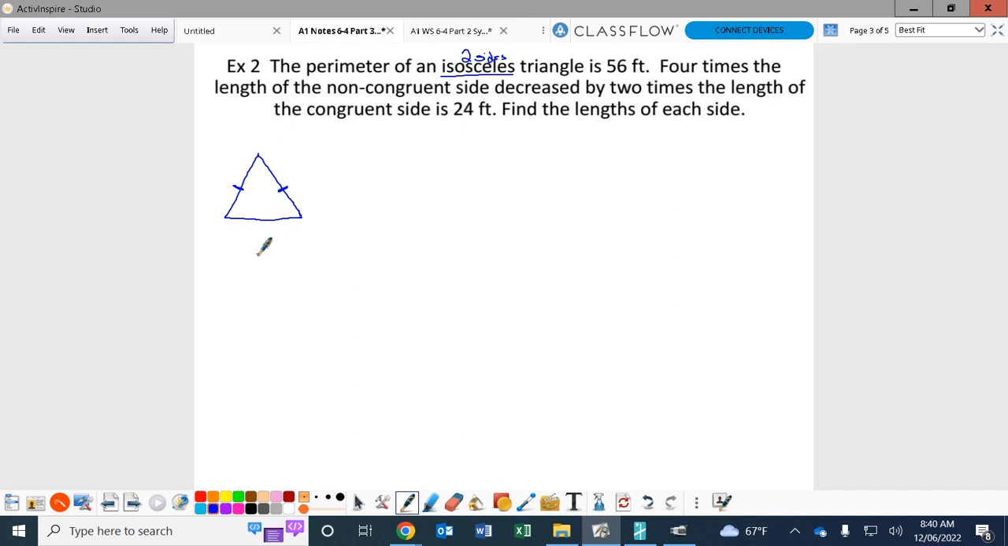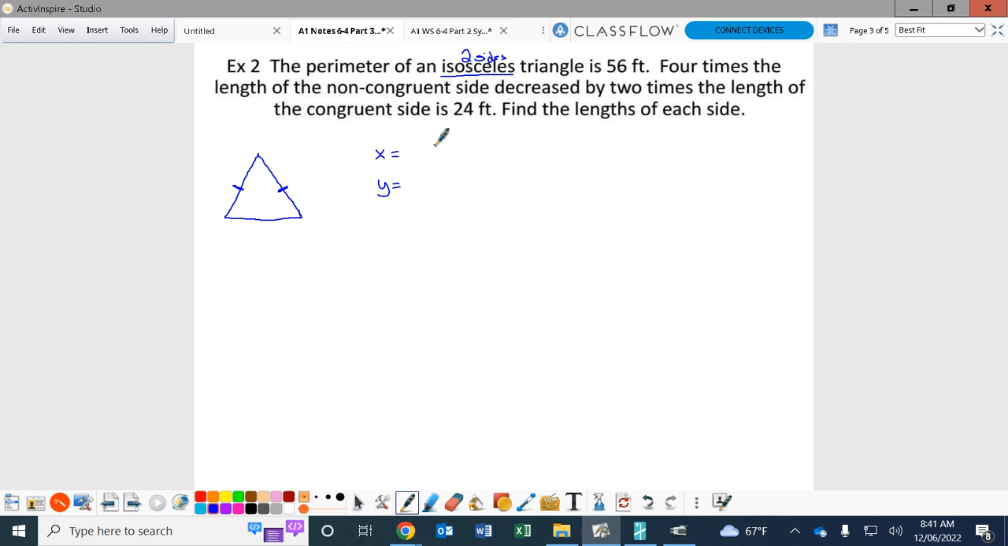Okay. It says 4 times the length of the non-congruent side decreased by 2 times the length of the congruent side is 24. Find the length of each side. Well, guys, they just defined your variables for you right there. We've got x equals and y equals. What are we talking about? The congruent sides and the non-congruent sides. Okay? So, when we define this, which one came first? The length of the non-congruent. I'm going to go in the order that they come in just to make my life easier, just to try to stay consistent. It does not matter.